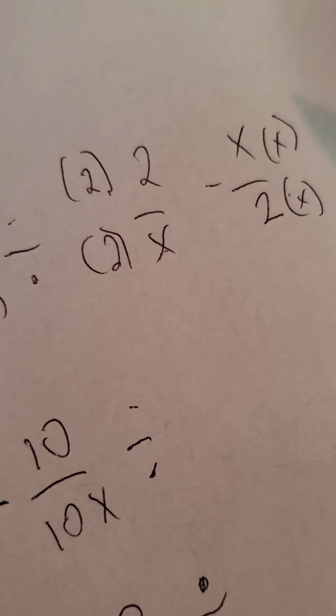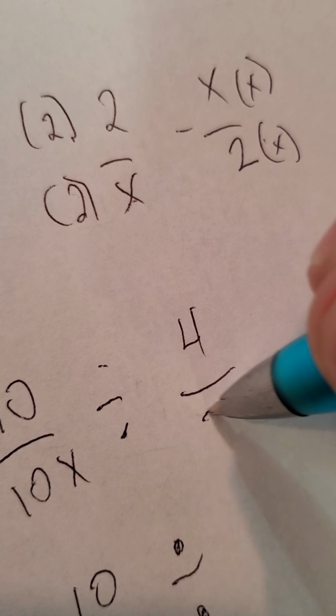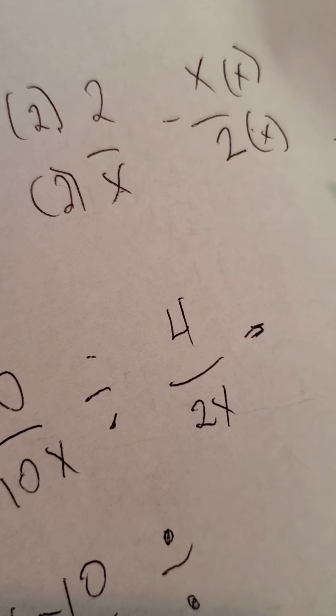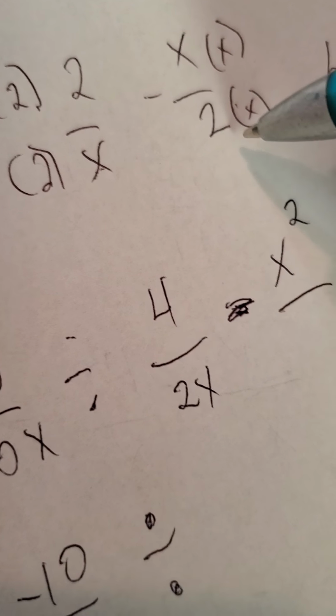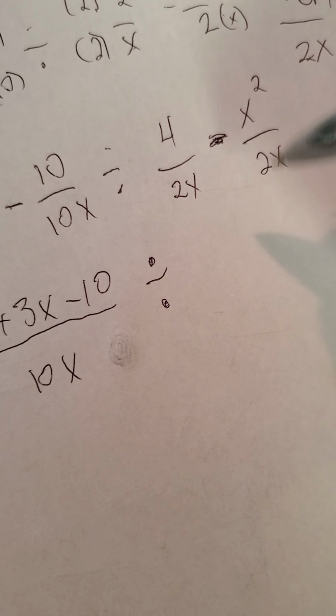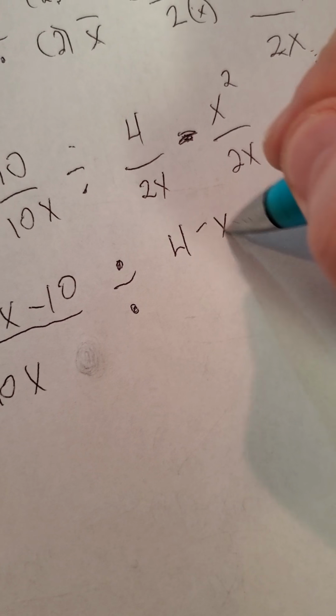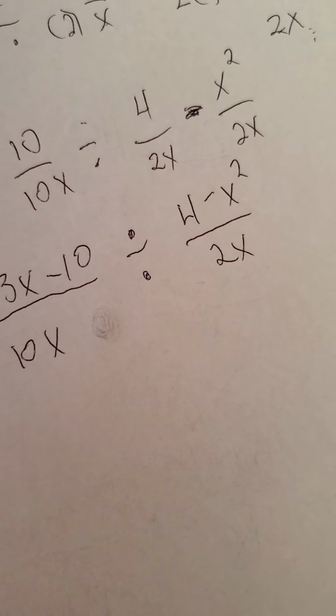Okay. Now, 2 times 2 will give me 4. 2x, just simply 2x. That's a minus sign. X times x will give me x squared. And then 2 times x will be 2x. Bottoms are the same, so now I can put them together. So I will do 4 minus x squared all over the LCM.